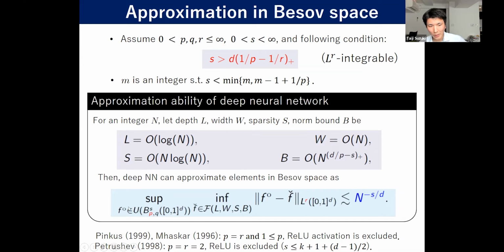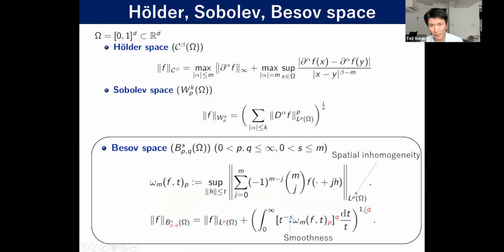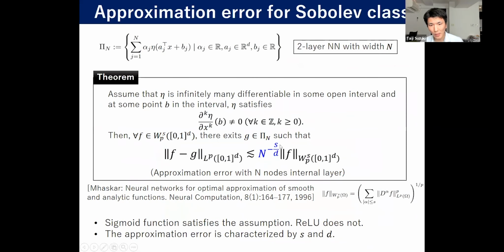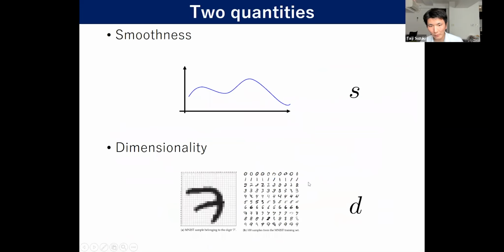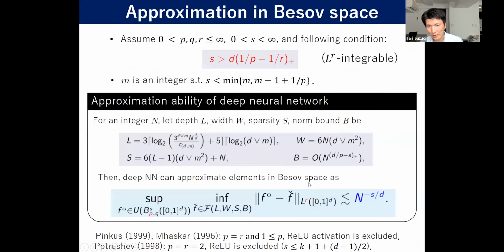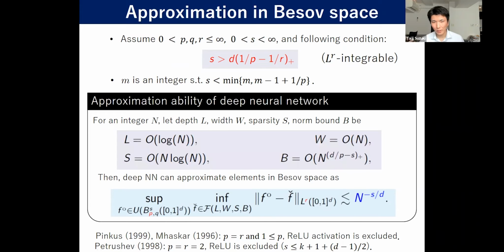And for any function f naught, there exists a neural network f check such that the L2 distance between f naught and f check is bounded by n to the minus s over d. This is the same as the rate of convergence we have seen in the previous slide: n to the minus s over d. So the same rate of convergence appears again here. But here, we don't need to assume the activation function eta is very smooth. So the ReLU activation function is okay.